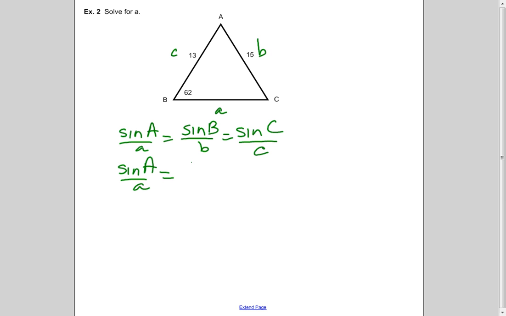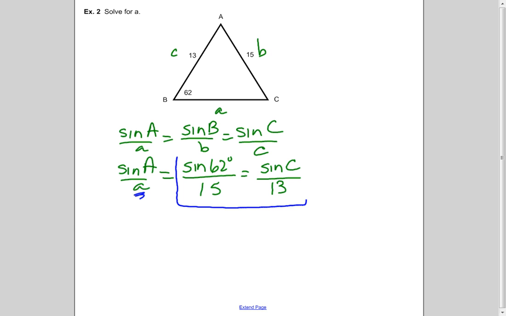Sine B is 62 degrees over little side B is 15. Angle C, don't know. Little side C is 13. So my actual goal is to get side A, but I don't have enough information to work on that ratio. So I'm going to look at these two, solve for angle C, and then I'll be able to work on angle A and side A.